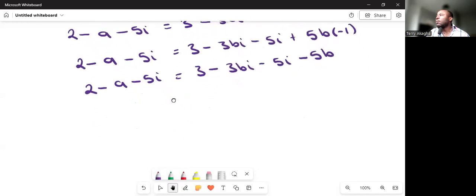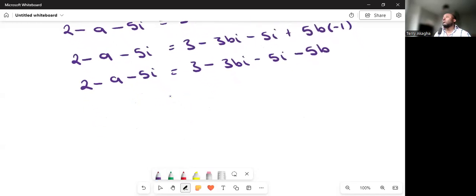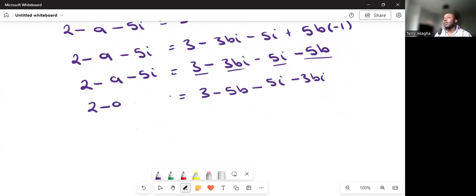So the next thing is that I'm going to collect all the imaginary parts together, and I'm going to collect all the real parts together. So the real part is going to be 3 and minus 5b, so it's going to be 3 minus 5b. And the imaginary part is going to be minus 5i and minus 3bi. So these are the imaginary parts here. And this is equal to 2 minus a minus 5i.